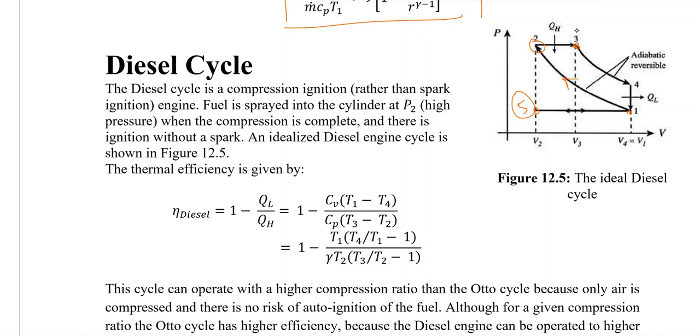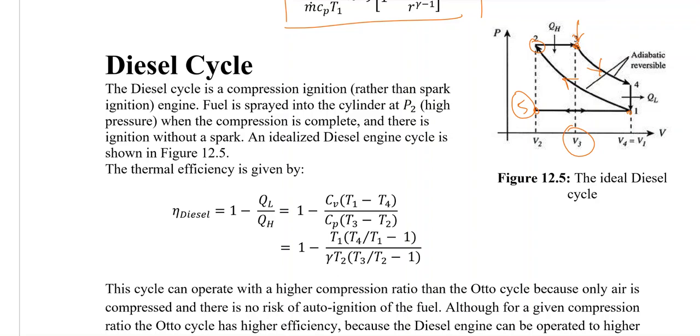We would supply the fuel till state number 3, and then we will have the fuel cutoff, or what we call the cutoff volume. V3 is what we call the cutoff volume. So at state number 3, we will cut off the fuel, and then there would be the power stroke from 3 to 4.